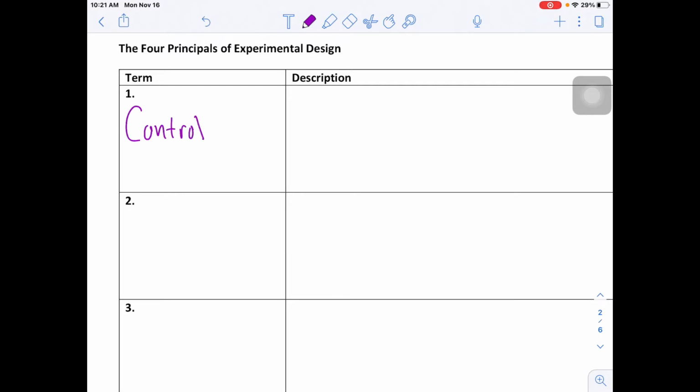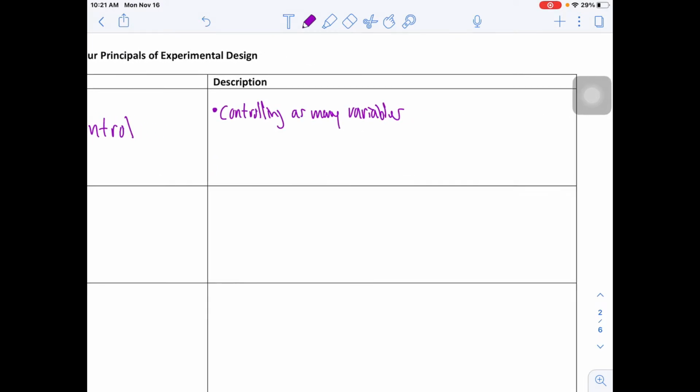Now, with control, we're looking at controlling as many variables as we can in order to minimize effects. So controlling as many variables as possible in order to minimize, we can say, undesired or unintended effects.